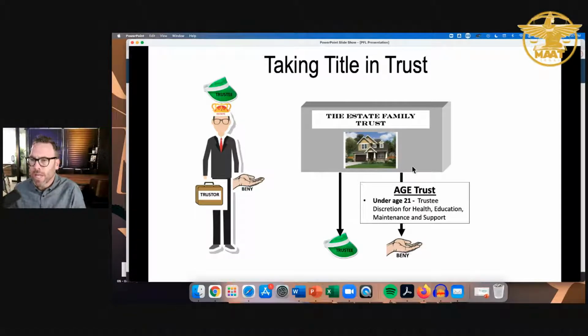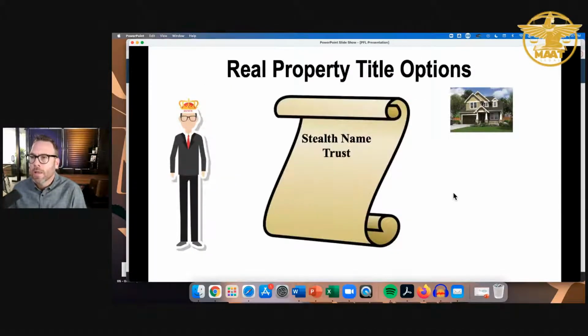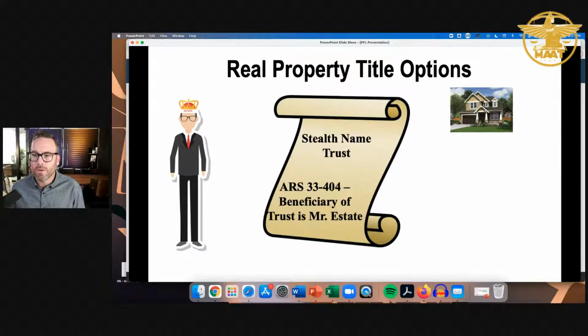So when you take title in the name of a trust, this is what we do for planning purposes, and this is how we recommend that you take title to your primary residence. Now, even if you had a stealthy name for your trust that didn't include your name on it, in Arizona, the law requires the deed to disclose who the beneficiary of a trust is. So in this example, Mr. Estate had a stealthy name for his trust, but his deed still has to say that Mr. Estate is the beneficiary of that trust.